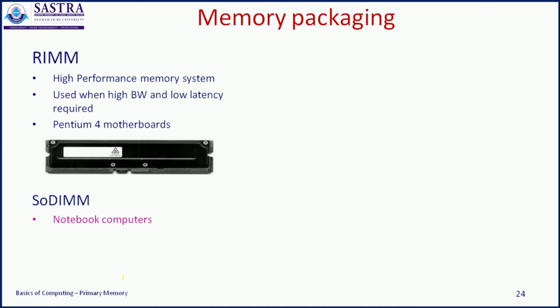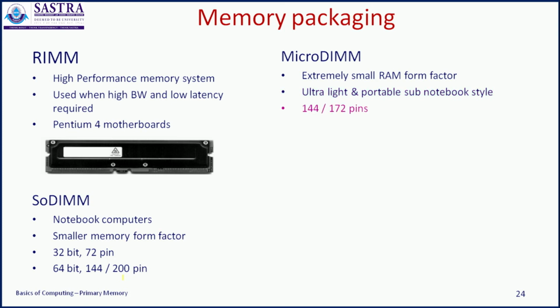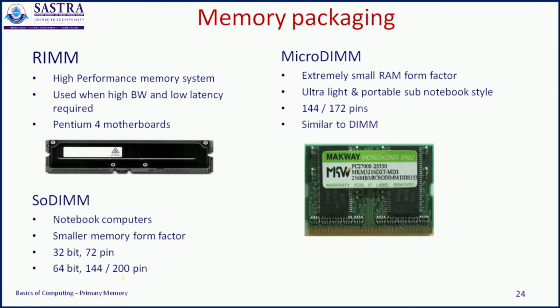SODIMM is used in notebook computers which have a small memory form factor. It is 32-bit and has 72 pins. Sometimes it is 64-bit with 144 pins or 200 pins. We also have micro DIMM, which is an extremely small RAM form factor. It is ultra light and is used in portable sub-notebook computers. It has 144 to 172 pins. It is similar to DIMM. So this is the micro DIMM.